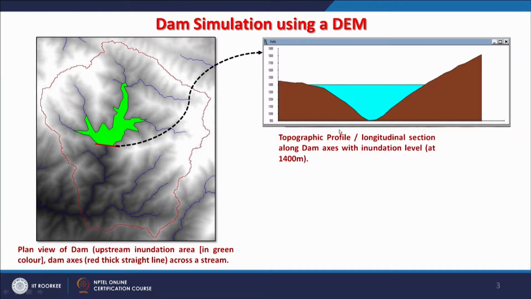Here the height of the dam was kept at 1400 meter, as you can see. In the profile, this is the section view, and we are seeing that water has filled. This is the plan view of the upstream area which will be inundated if water is filled up to 1400 meter at this dam axis. And this is how, very quickly, a dam over a digital elevation model can be simulated very easily.